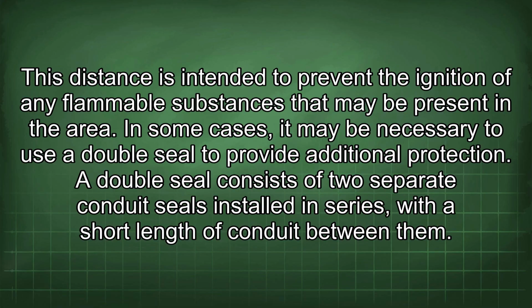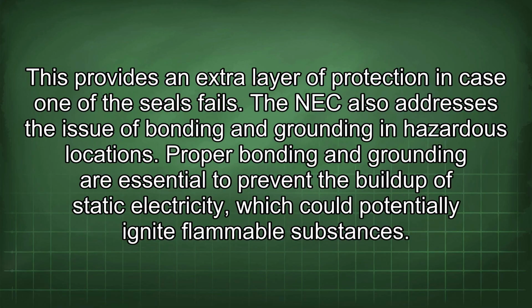A double seal consists of two separate conduit seals installed in series, with a short length of conduit between them. This provides an extra layer of protection in case one of the seals fails.